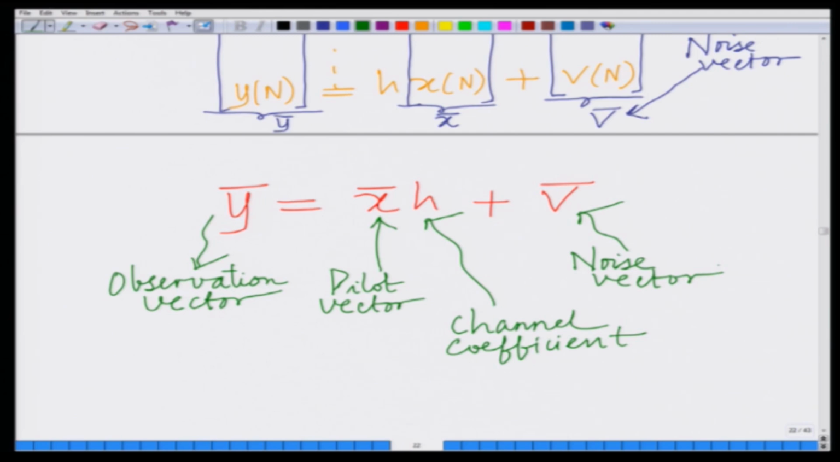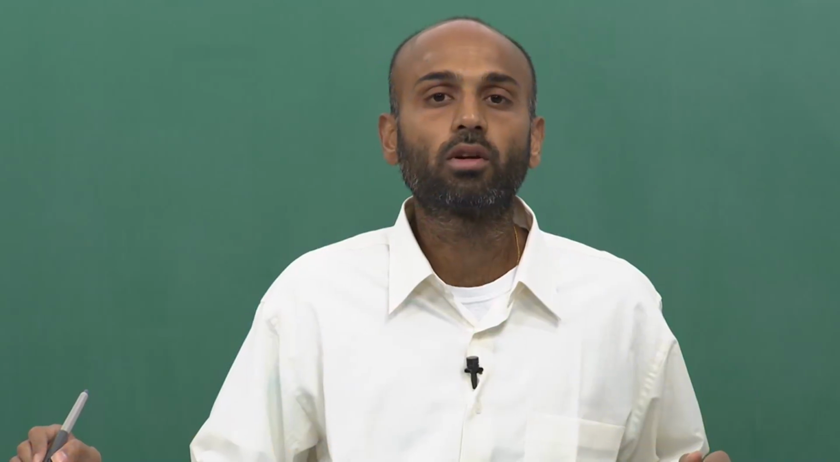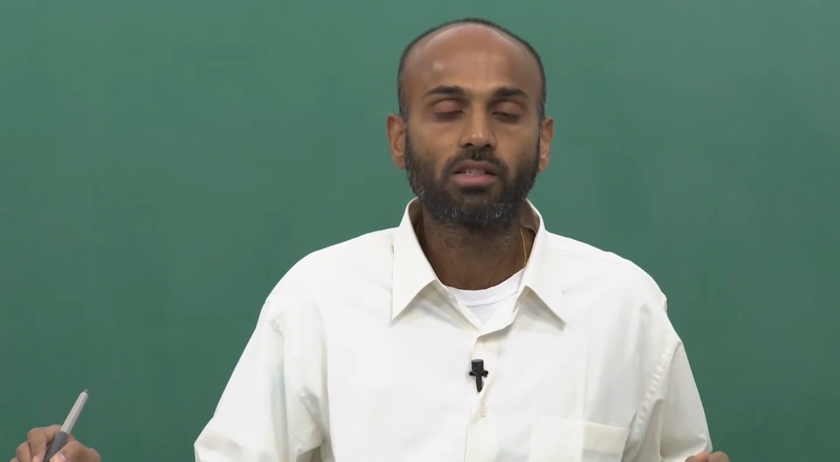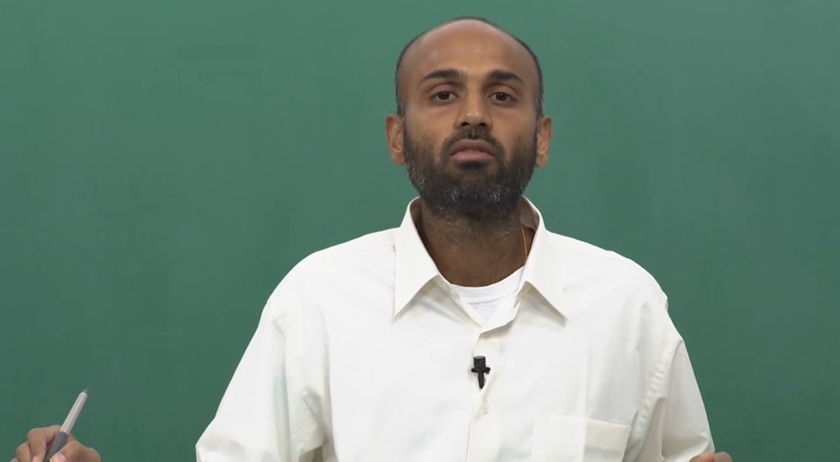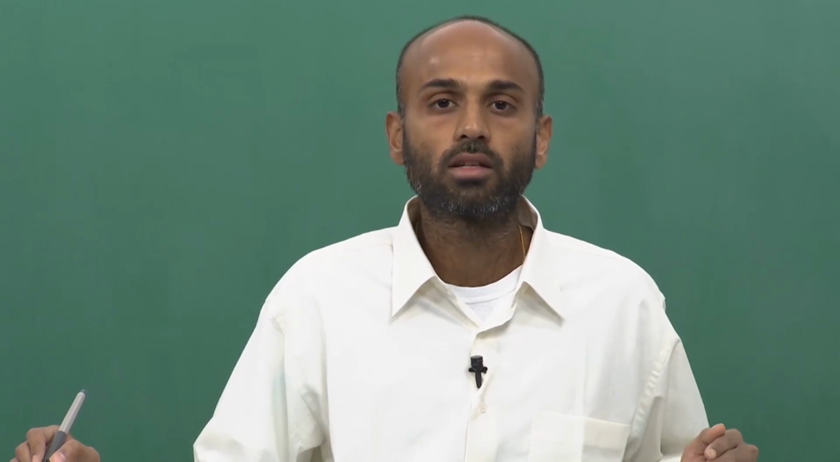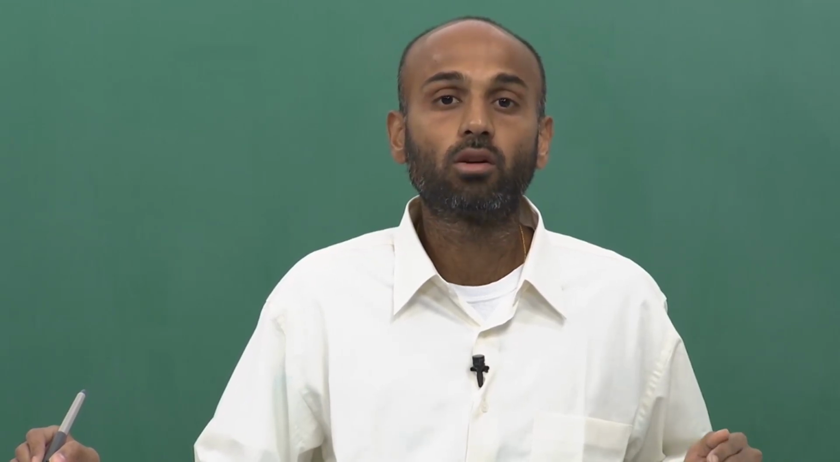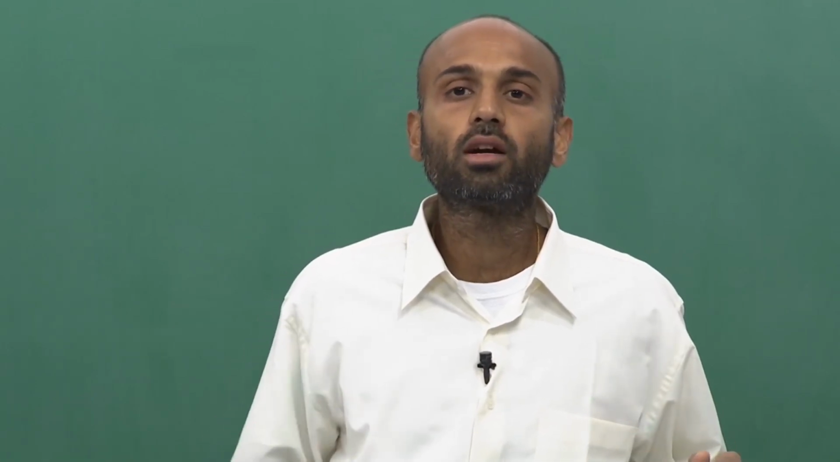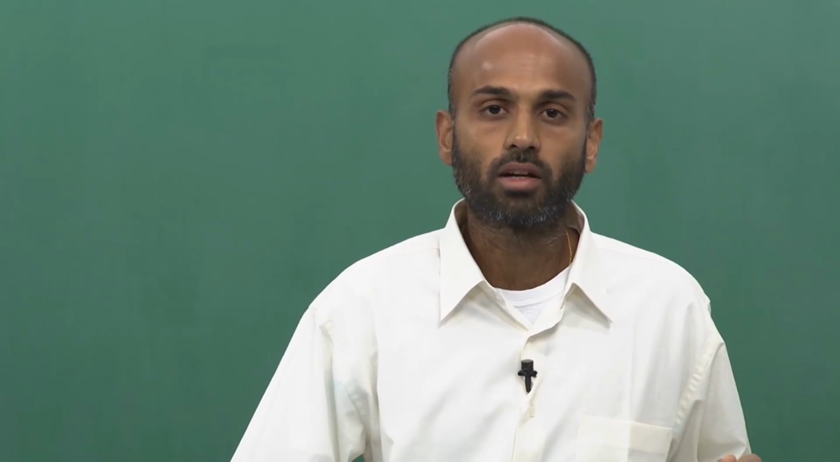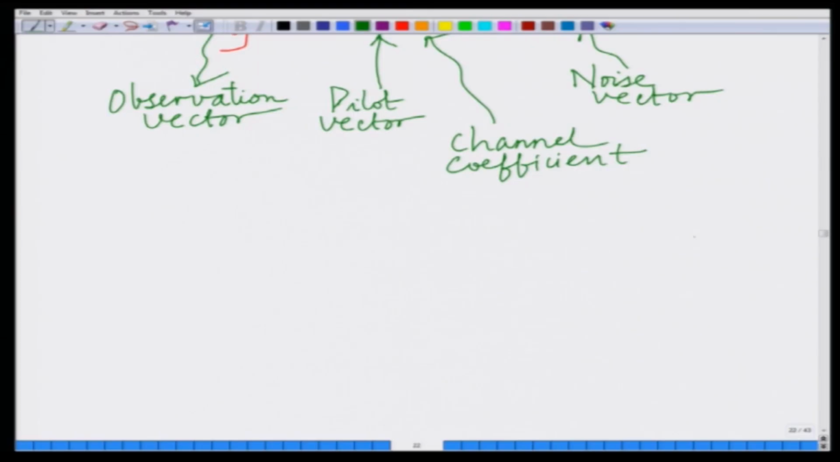So, I have succinctly represented this in a compact vector notation as y bar equals x bar times h plus v bar, where y bar is the observation vector, x bar is the pilot vector, h is the unknown channel coefficient, and v bar is the noise vector. Now, let us look at the properties of this noise vector v bar. So, we already said that each noise sample vk is Gaussian.